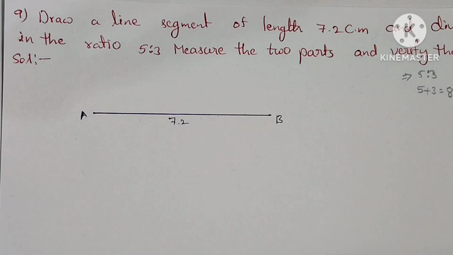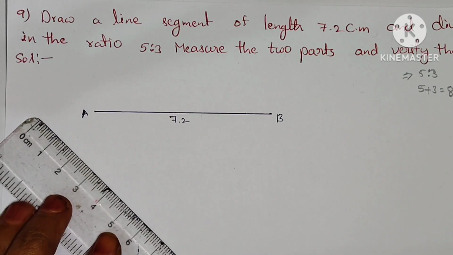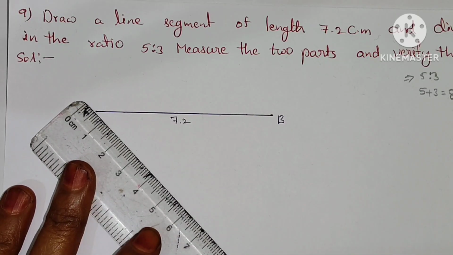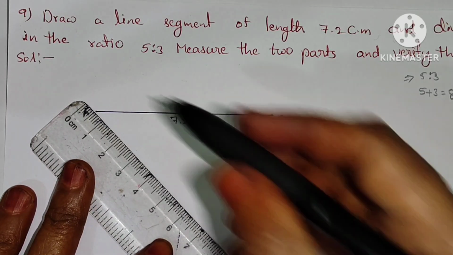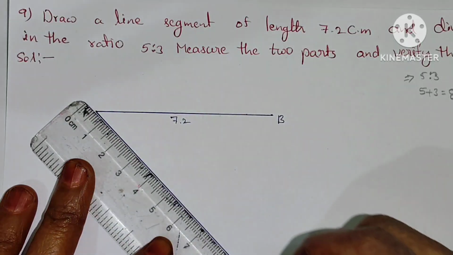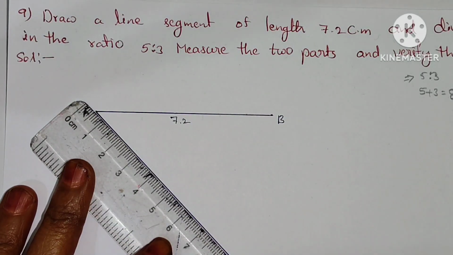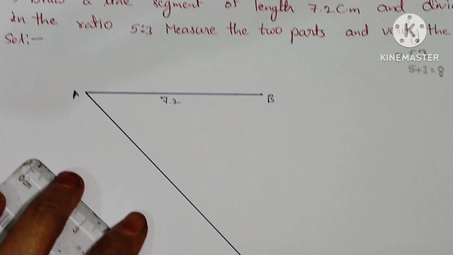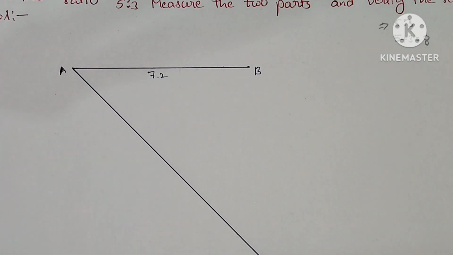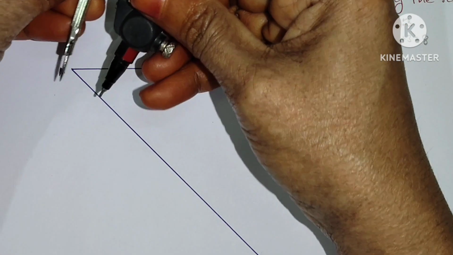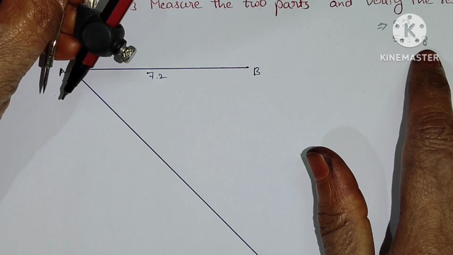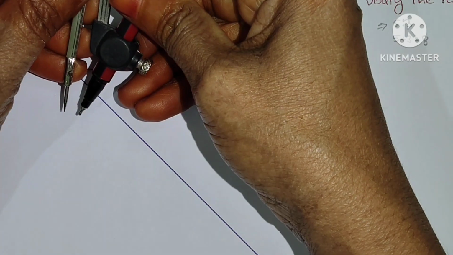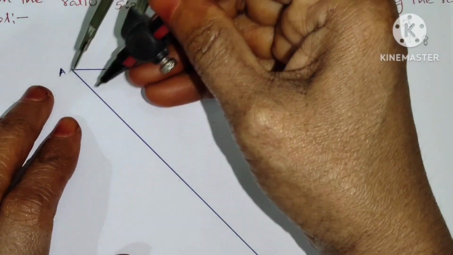So now we use the scale and draw an acute angle at A. We draw the acute angle on the downside. This is the acute angle. We write the ray AX. So now we use the rounder. Here there are a total of 8 parts, since the sum of the ratios equals 8. So this ray AX we divide into 8 parts.